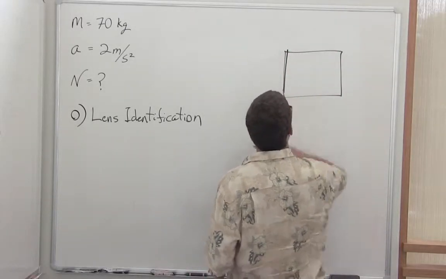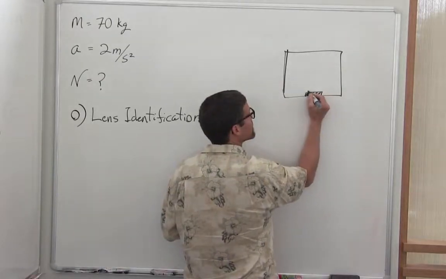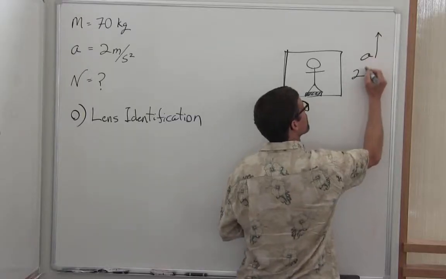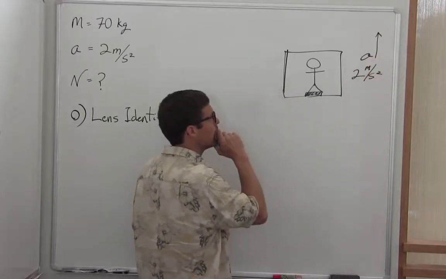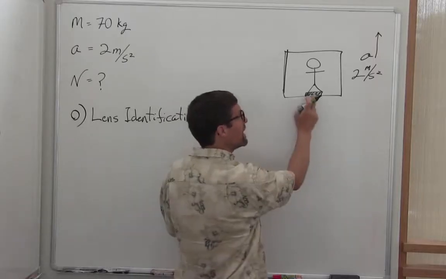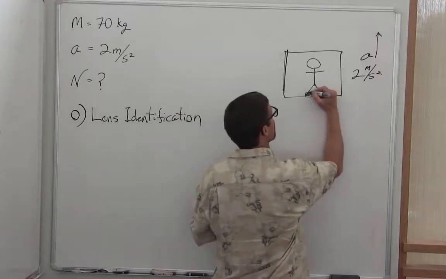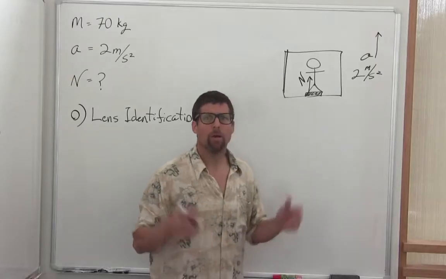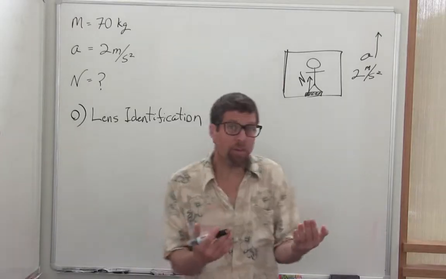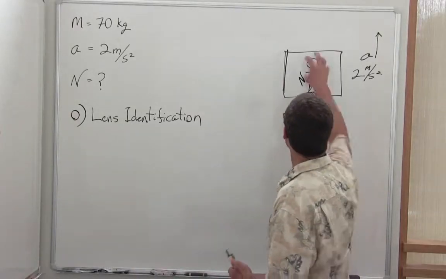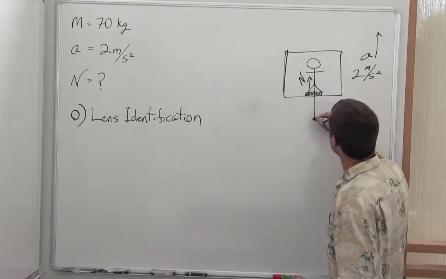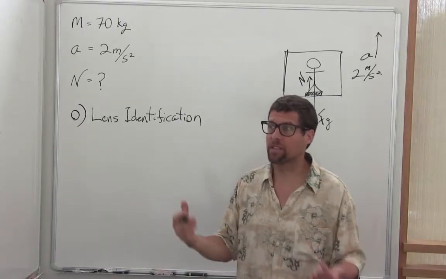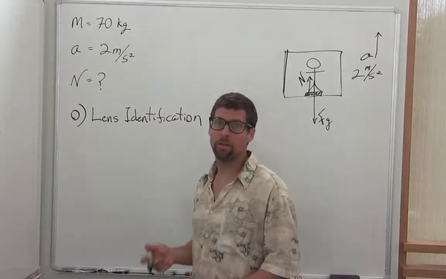So the first thing we want to do is look at the problem. We have an elevator and we're standing on a scale. It's accelerating upward at 2 meters per second squared. And we want to find the reading on the scale, which I know is the normal force. So I'm going to label the normal force there. So let's say we want to try the dynamics lens. My motivation for that is, I have forces, I have the normal force and the force of gravity, and I have acceleration. Yes, when we're dealing with forces and accelerations, we want to try the dynamics lens.